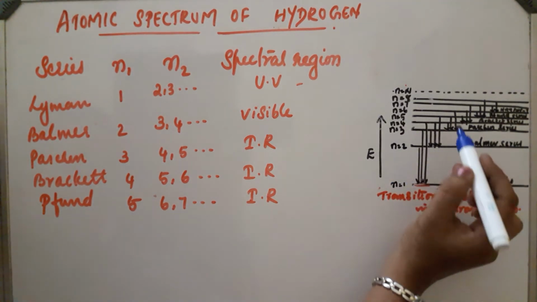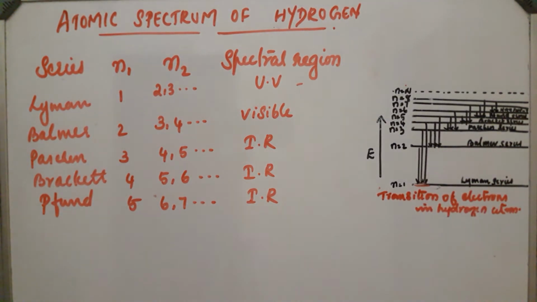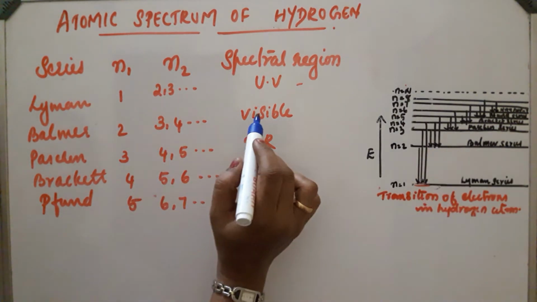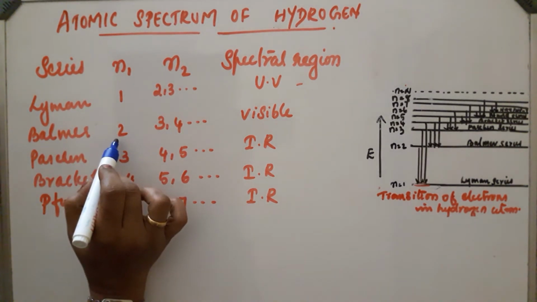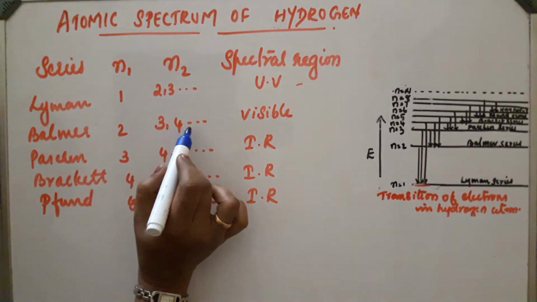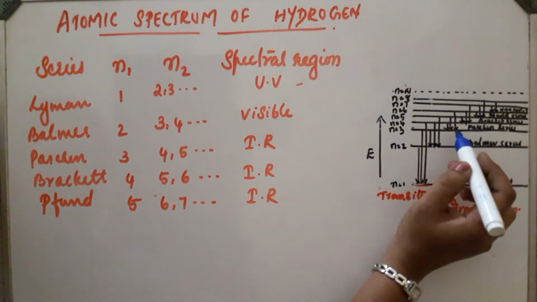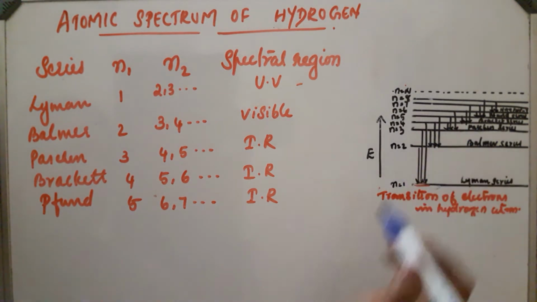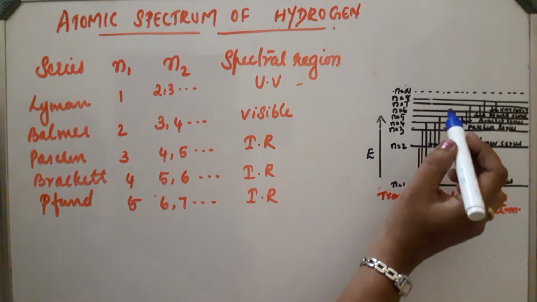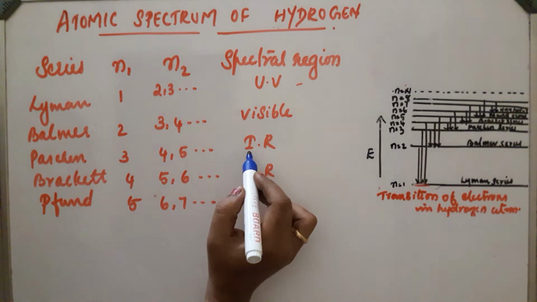Now the second one is the Balmer series. Similarly, the transition takes place from different higher energy levels to the n equal to 2 energy state. Such a series is called the Balmer series, and the spectral region is the visible region. So n1 is equal to 2, into which the transition takes place from higher energy states like 3, 4, 5, etc. Similarly, in the case of Paschen, the lower energy state is n equal to 3, and from different levels 4, 5, 6, etc., the transition takes place, and this is in the IR region.